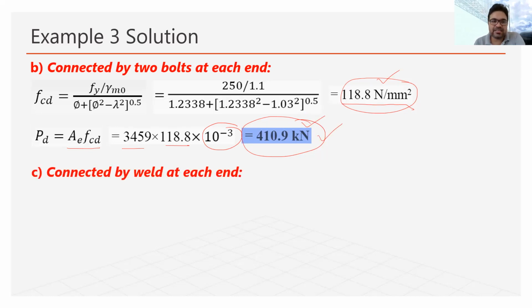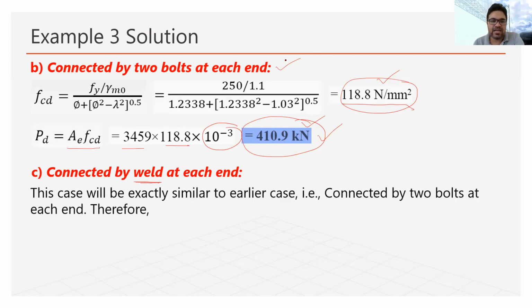Similarly, the next case is when we connect the angle section at the ends by weld. This weld case will be similar to the earlier case, which means all the values will be applicable here also. That is why I have written that this case will be exactly similar to the earlier case. Why? Because when welding is used to connect the angle section, the K1, K2, K3 values will be the same as we have calculated in this case. So all the values will be the same, and that is why the strength will be the same. So if we connect by welding or by two bolts, the strength will be the same.